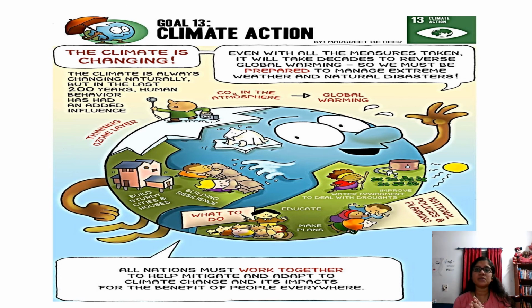And even with all the measures taken, it will take decades to reverse global warming. That is, we have already created a problem. Global warming is there, but to reduce that, it will take lots of years. It can take more than 10, 15, 20 years. So that is what they are talking about. We should take care that all the nations work together to help reduce global warming. Once we start to do something, definitely it will make a change. When you do something, others will look at you and they also will start to do that. So definitely it's a kind of chain reaction.